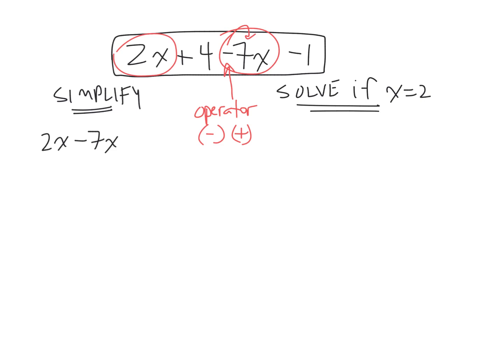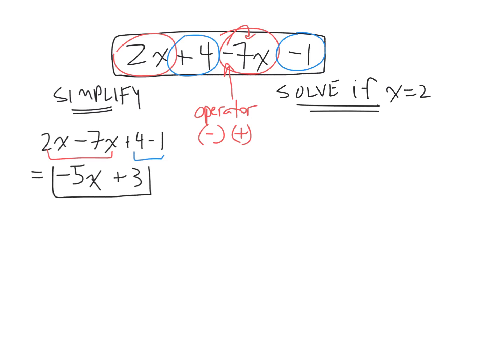Then we're going to write the other stuff. So the other like terms are plus 4 and minus 1. So we're going to put them here, plus 4, minus 1. Organize our work well, and then we're going to process the like terms. 2x minus 7x is equal to minus 5x. And then we have plus 4 minus 1 as our other set of like terms, and that's going to equal plus 3. So our simplified expression is minus 5x plus 3.